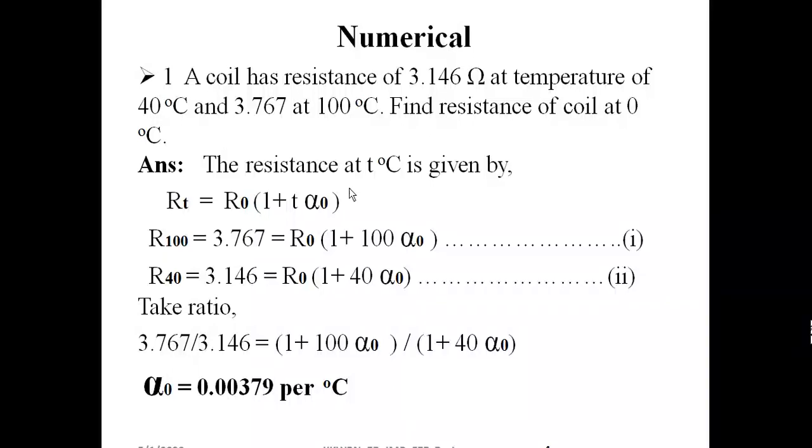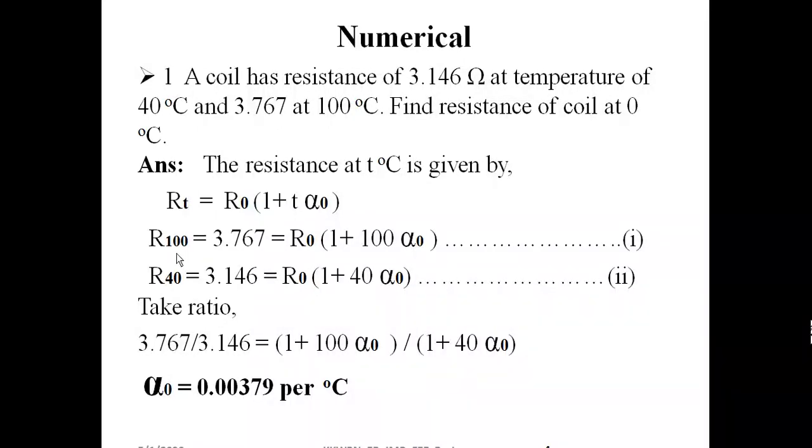We know that the resistance of the coil at t degree centigrade will be given by what we have just seen, that RT is equal to R0 in bracket 1 plus t into alpha 0. This equation we can write for two different temperatures that are given in the problem statement. First is the 100 degree centigrade.